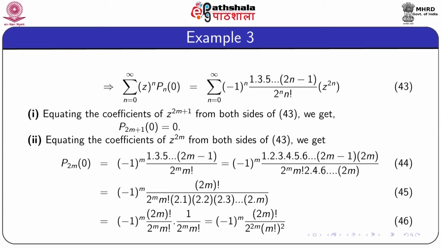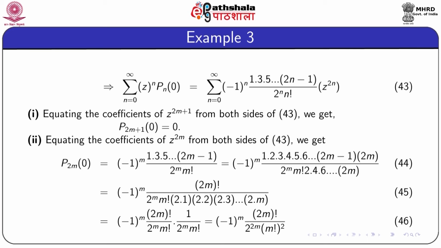Now, to get the first expression, we equate the coefficient of z^(2m+1), which is an odd number, from both sides of 45. If you do that, on the left hand side you will be getting P_{2m+1}(0), because n is replaced by an odd number 2m+1, whereas on the right hand side, all the powers are even, hence we do not get any coefficient of z^(2m+1) from the right hand side of 45, and hence the right hand side is 0. Therefore, we just showed that P_{2m+1}(0) is equal to 0.